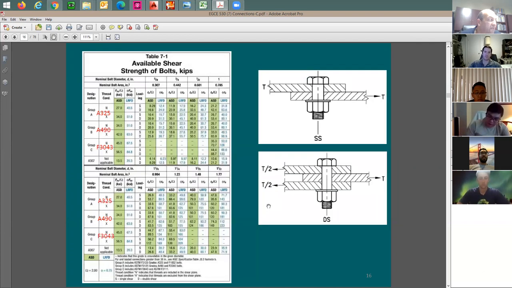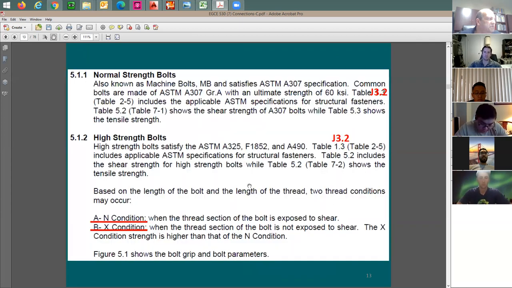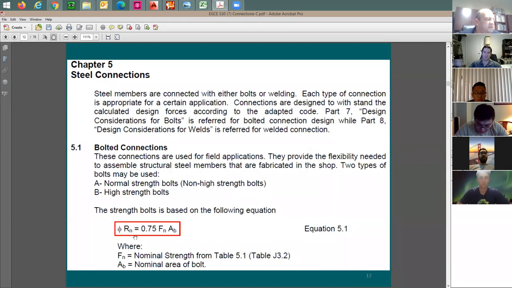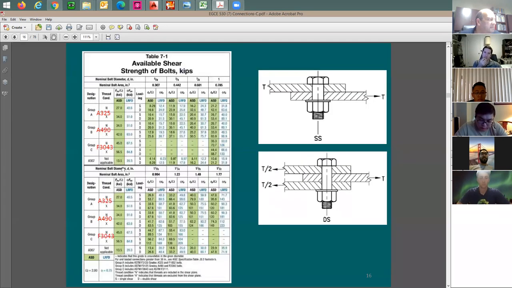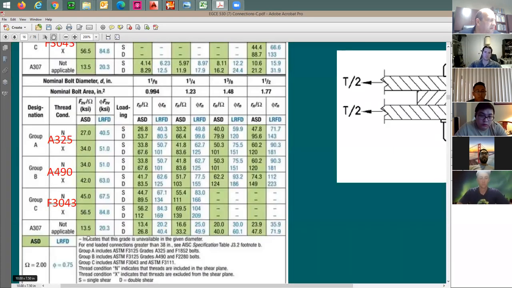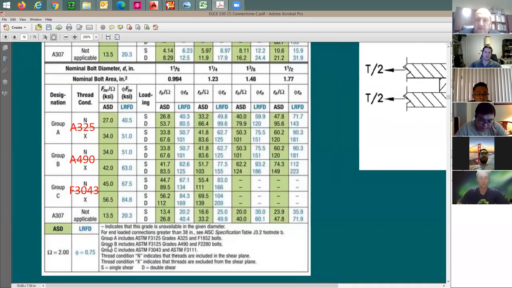If you'd like to confirm, if I may go back a few slides, just to confirm the equation that we used, the phi factor is 0.75. And you are going to be using LRFD. And the phi factor is listed right here at the bottom of the table. It says here, phi factor of 0.75. But just in case, if at any time you'd like to use ASD, you need to understand it's going to be equal to Fn divided by omega, and omega is going to be equal to 2.0. This is going to be your safety factor.